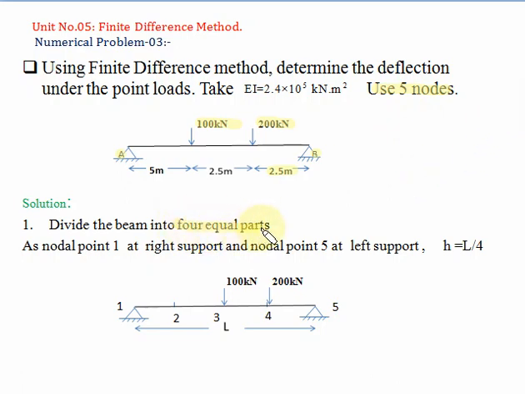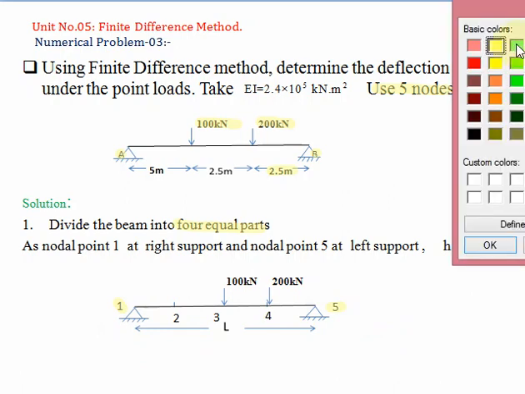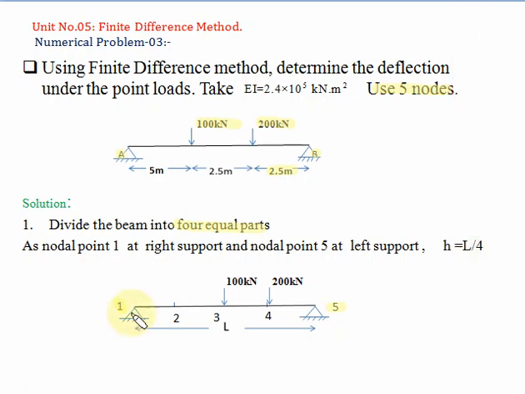Now we have given node number 1 to support A and node number 5 to support B. Now the intermediate points we have given node numbers 2, 3 and 4.